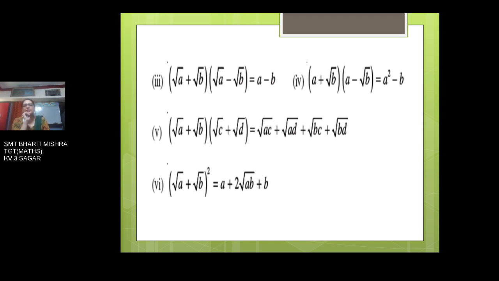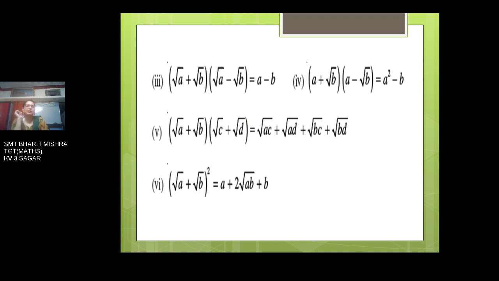The fourth identity, here we have got the radical sign only with B, that is (A plus square root of B) into (A minus square root of B). So this comes to be A square minus B, because square root of B whole square results as B alone.